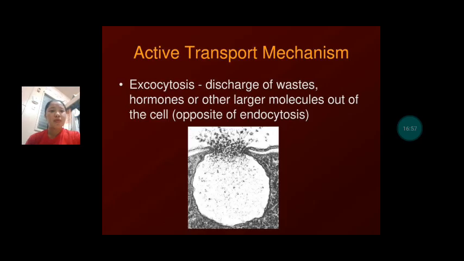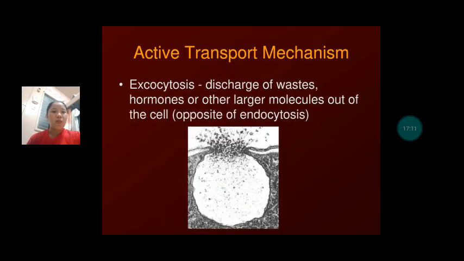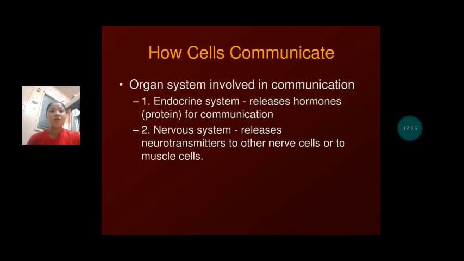So next is exocytosis, the discharge of waste. Endocytosis brings molecules into the cell by engulfing, so it swallows or takes them in. While exocytosis is the transport of discharging waste, hormones or other larger molecules out of the cell. As I have said, it is the opposite of endocytosis.